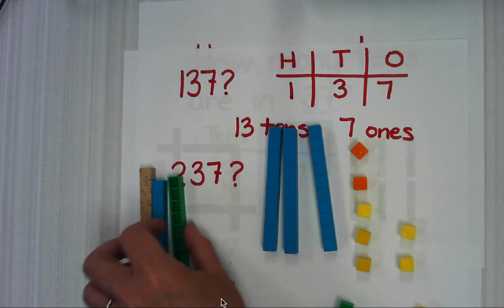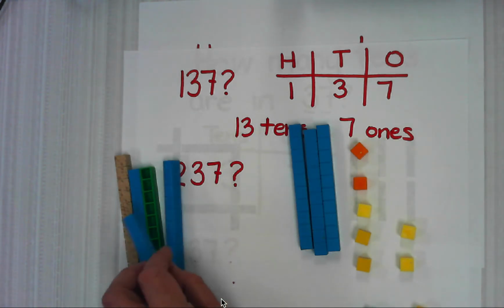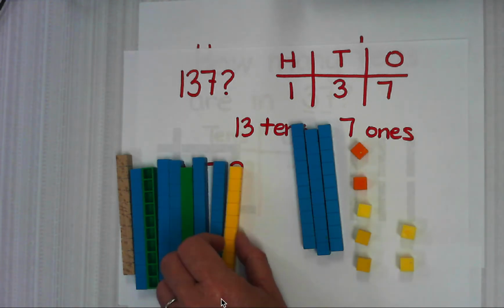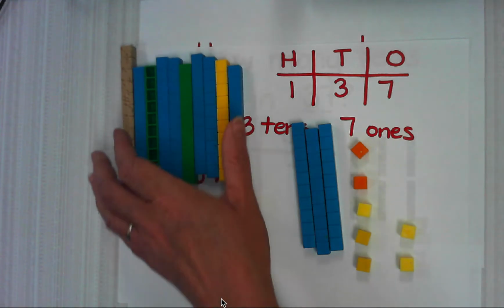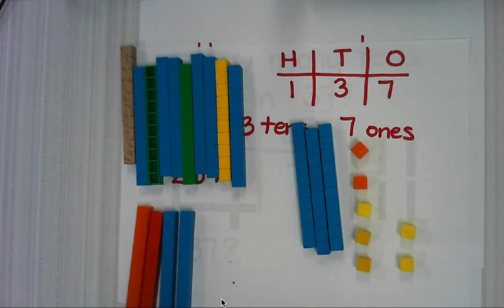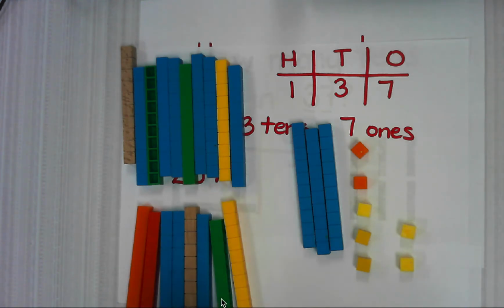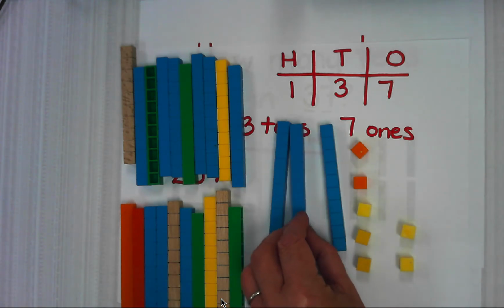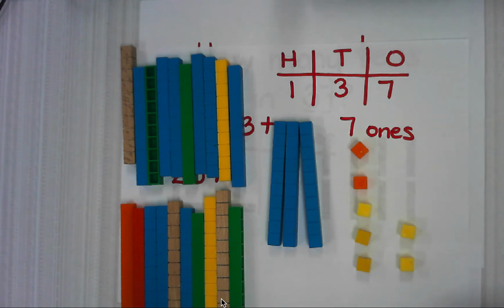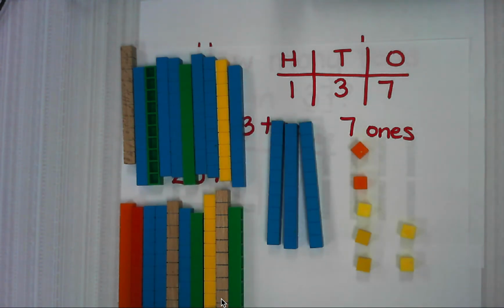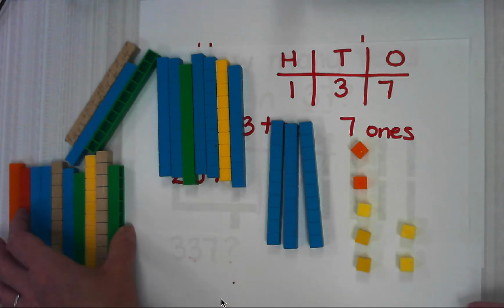1, 2, 3, 4, 5, 6, 7, 8, 9, 10. Count with me, please. 11, 12, 13, 14, 15, 16, 17, 18, 19, 20, 21, 22, 23. Is that what you guessed? Was your prediction right? Okay, so 23 tens. How many ones? Right, the ones place hasn't changed.